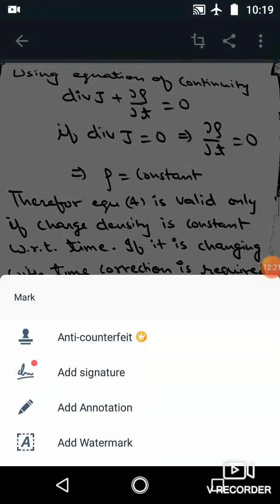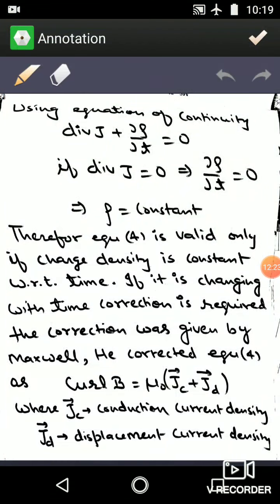And according to the equation of continuity, we have divergence of J plus del rho upon del T is equivalent to 0. If divergence of J is equivalent to 0, then del rho upon del T will be equivalent to 0. That is, rho is equivalent to constant. Then what I want to say? I want to say equation number 3 will be valid only if rho is constant.